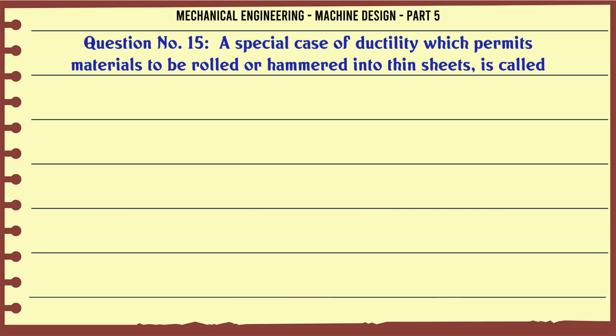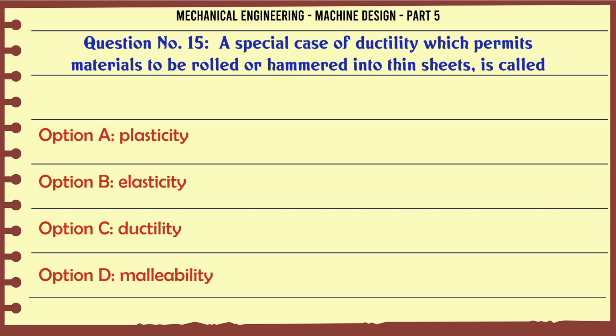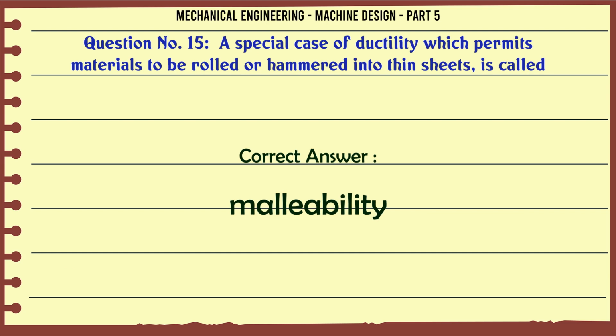A special case of ductility which permits materials to be rolled or hammered into thin sheets is called A. plasticity, B. elasticity, C. ductility, D. malleability. The correct answer is malleability.